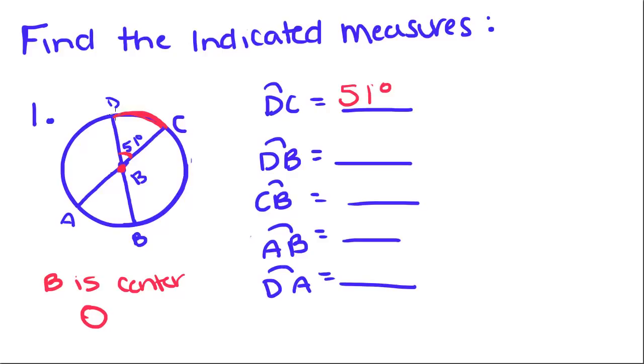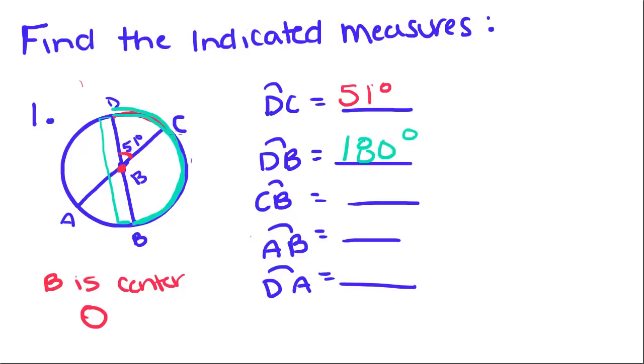Now they want the measure of DB, which is this arc right here. Now, if you think about it, this line right here, DB, is the diameter of the circle. So if I go from D all the way to the other side of the circle on B, I've completed half a rotation. So this arc right here is a semicircle. So that means its measure has to be 180 degrees.